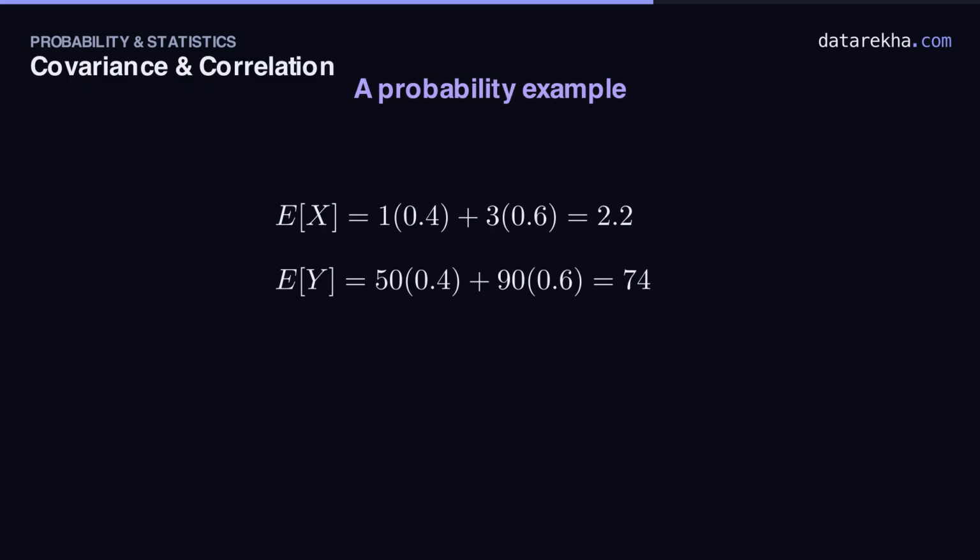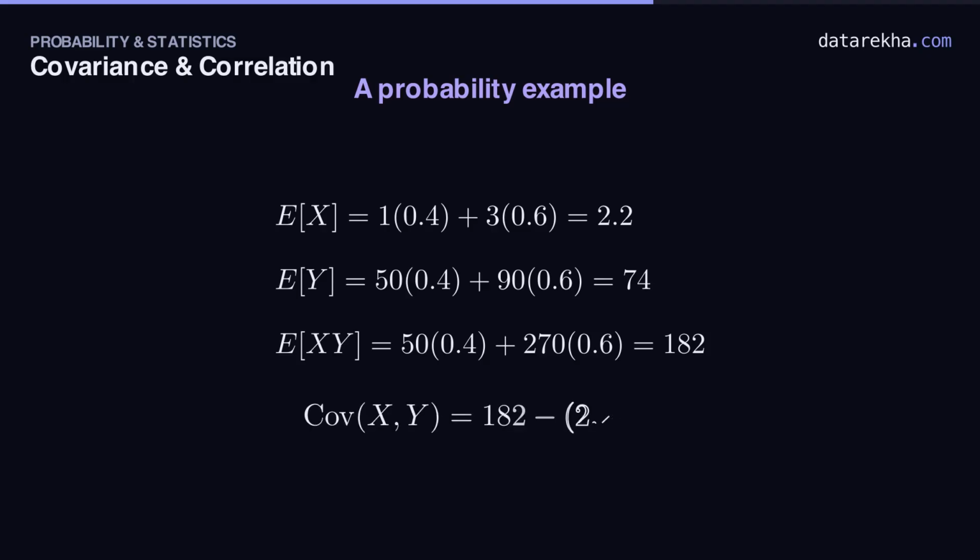The mean of x is 1 times 0.4 plus 3 times 0.6, which is 2.2. The mean of y is 50 times 0.4 plus 90 times 0.6. That's 74. For the product xy, the first type gives 1 times 50, 50. The second gives 3 times 90, 270. Weighted, that's 20 plus 162, 182.